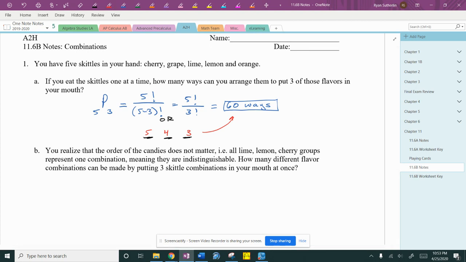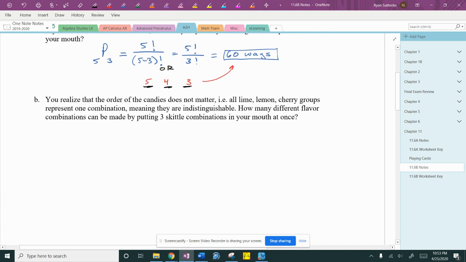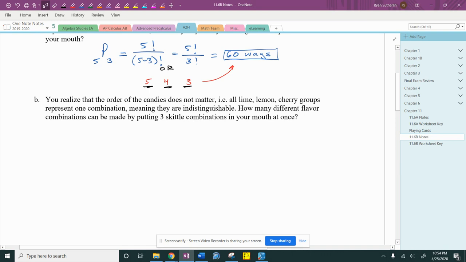Now, part B, you realize that the order of the candies does not matter. All lime, lemon, and cherry groups represent one combination, meaning they are indistinguishable. How many different flavor combinations can be made by putting 3 Skittles in your mouth at once? So now what this is saying is, let's say we have these 3 Skittles, and we're just going to throw all 3 in our mouth at the same time. So the order doesn't matter anymore.